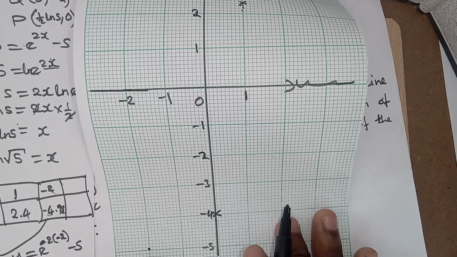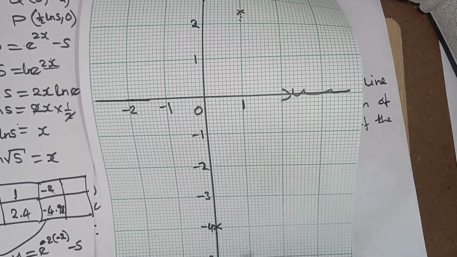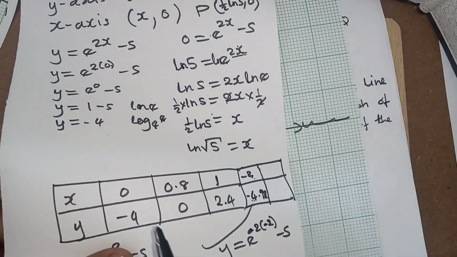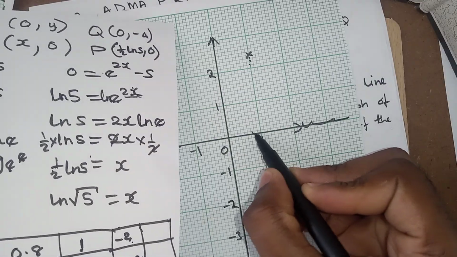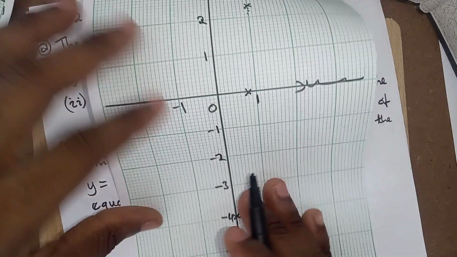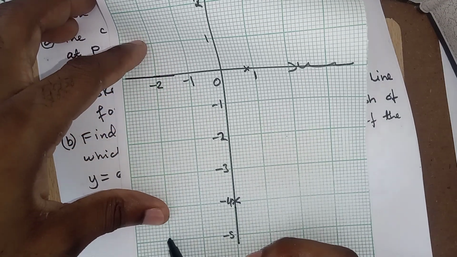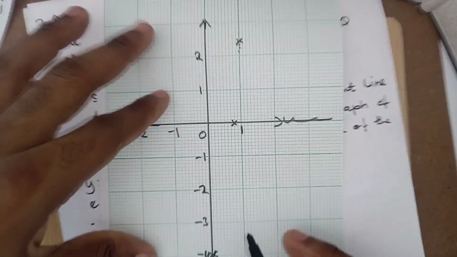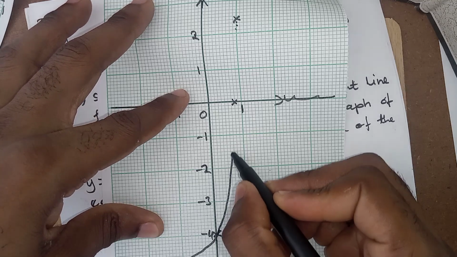And then now you can join these points with a smooth curve. And of course, it is meeting the x-axis at this point. So maybe you can include it as well, like that. And then you can draw a smooth curve passing through each of these points.